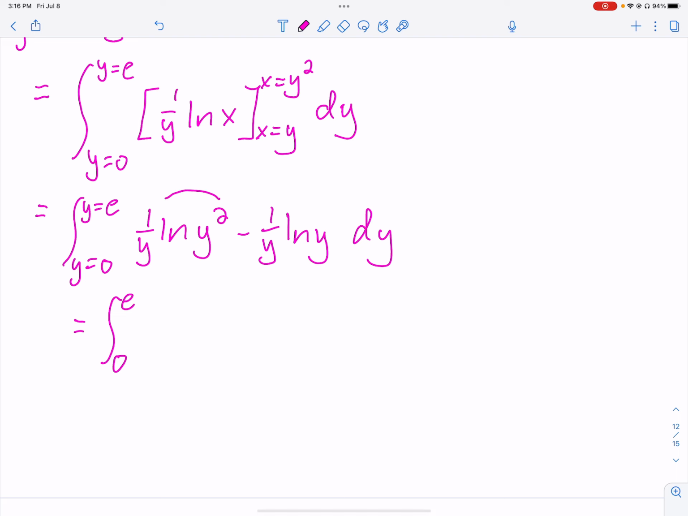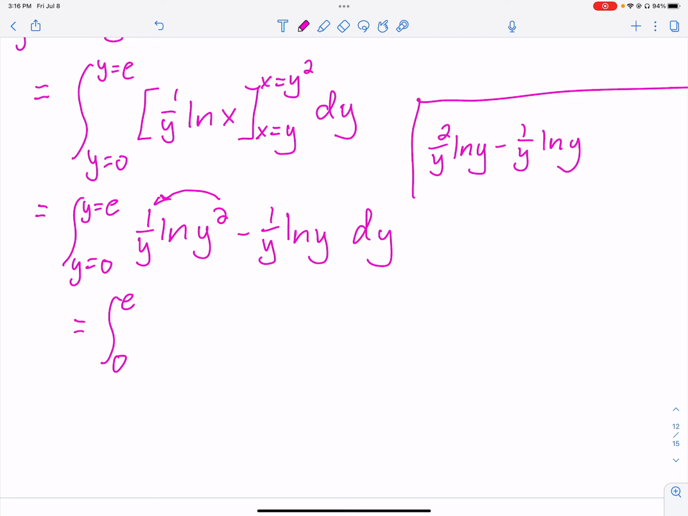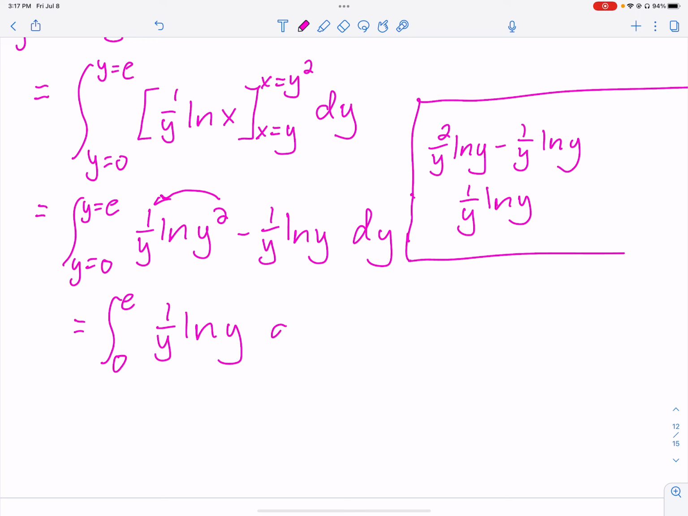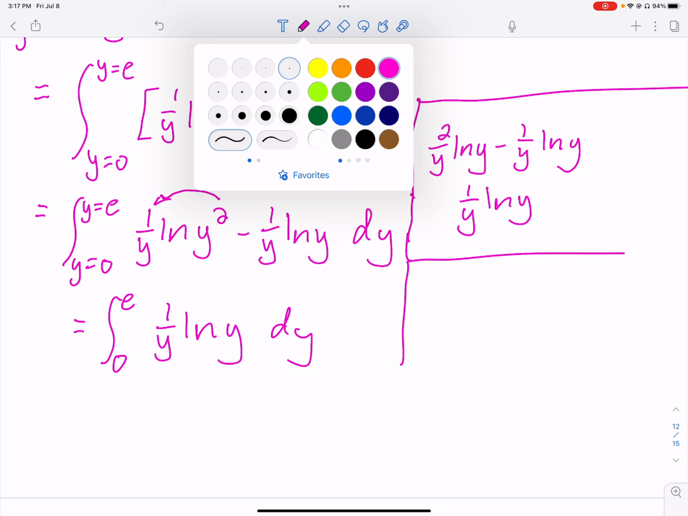This 2 can come out front to make a 2 over y. That's a power rule. So I'm going to just write it over here to think about it. I'm going to have 2 over y ln of y minus 1 over y ln of y. The 2 just goes down, it's a power rule for logarithms. 2 over y minus 1 over y is just 1 over y ln of y. So 1 over y ln of y dy.